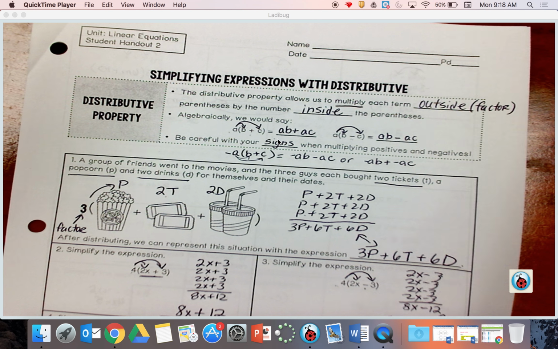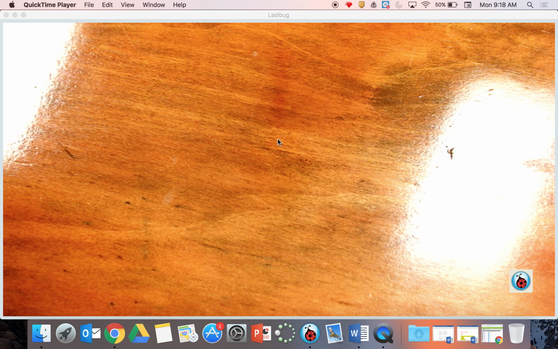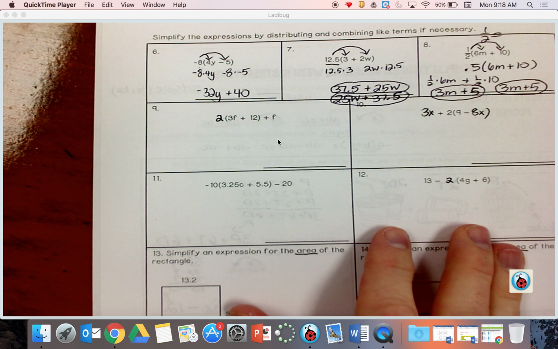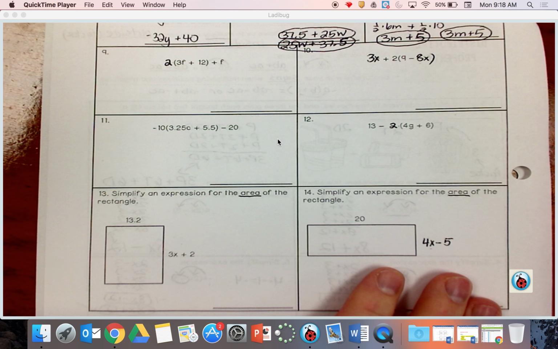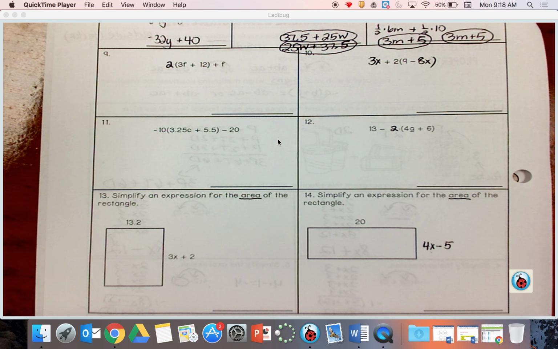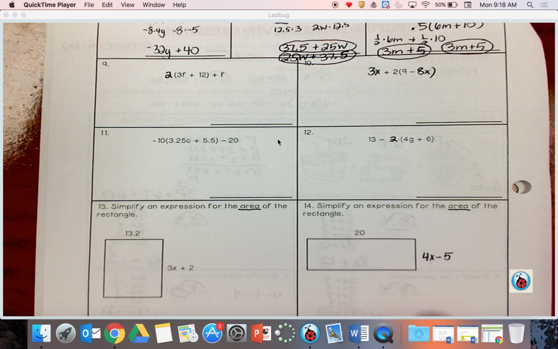Now we're going to take it a step further with these, and we're going to simplify these with distributive property and combining your like terms. So we're going to practice some of these here, and these are what problems 9 through 14 do. They have distributive property, and then some also have the combined like terms with them.